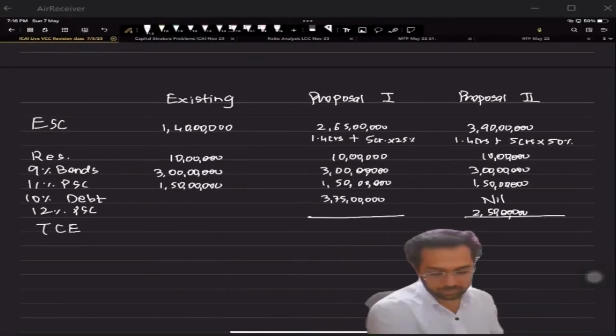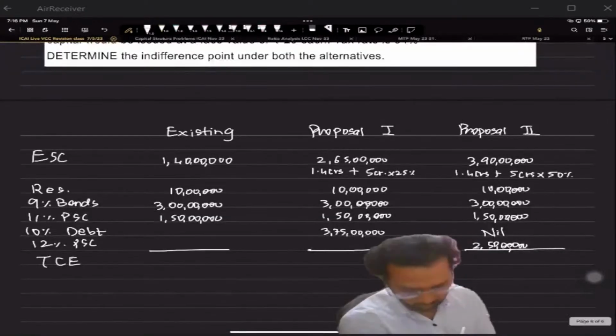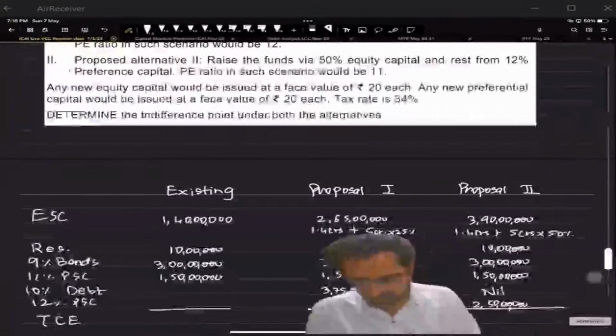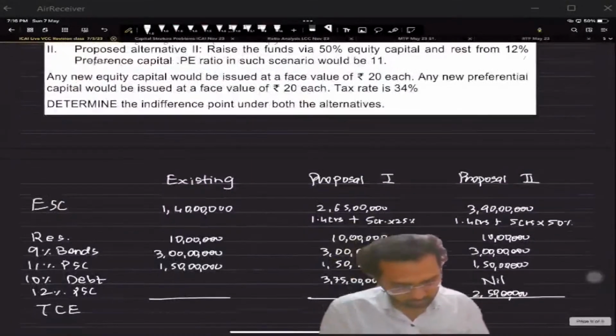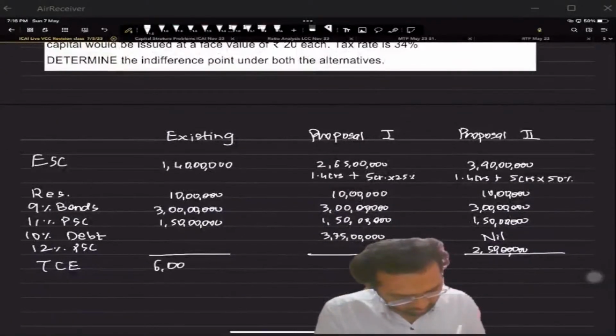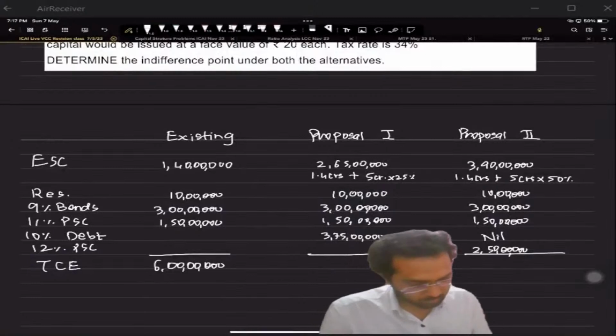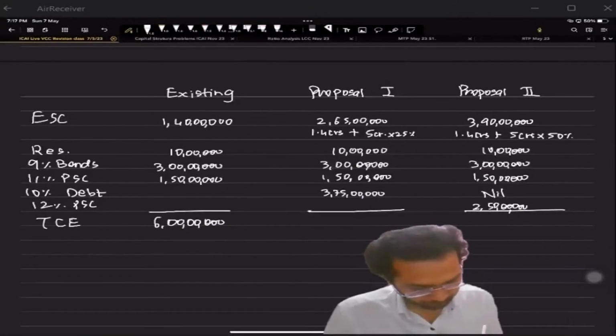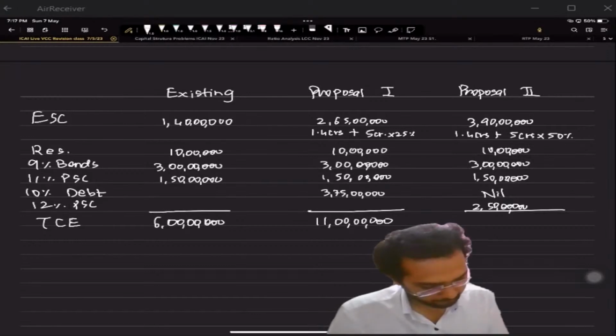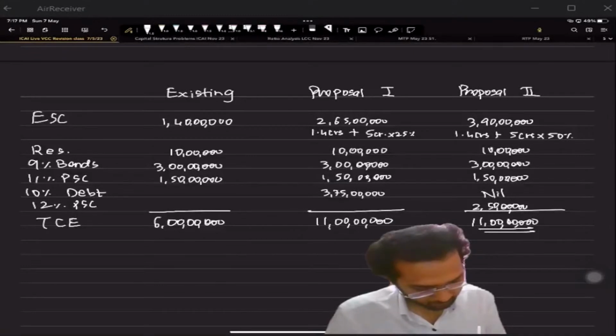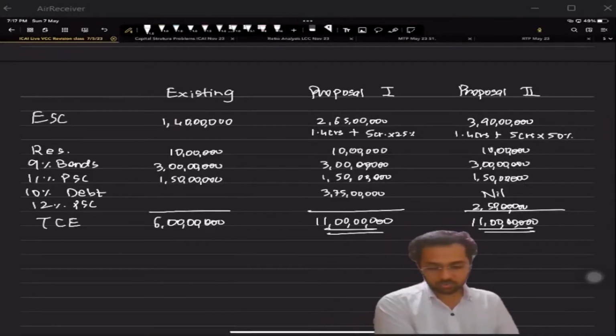So the total capital employed will remain the same in both cases. The existing total capital is 1 crore 50 plus 1 crore 50. So this was 6 crores. And the new capital is going to be 11 crores. Okay, so these are the two things.